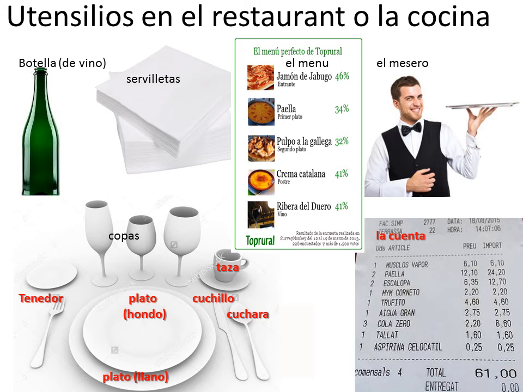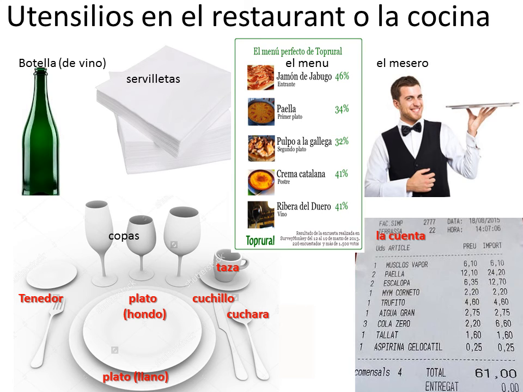You have napkins, servilletas. You have these two documents here. On top is el menú, with an X mark on the U, el menú. Or you have the bill, the check, la cuenta. The person working, waiter, is el mesero. Femenina, la mesera. And then you have some silverware, for example, the wine cups, we call it copas.